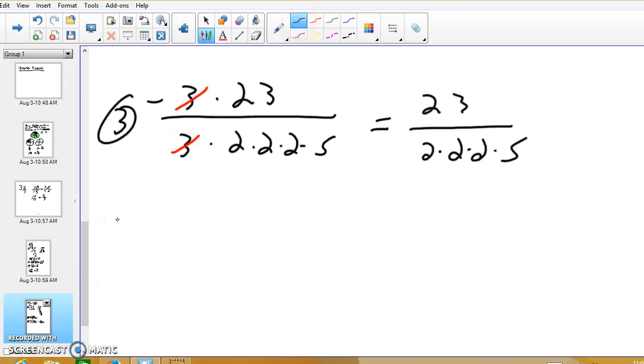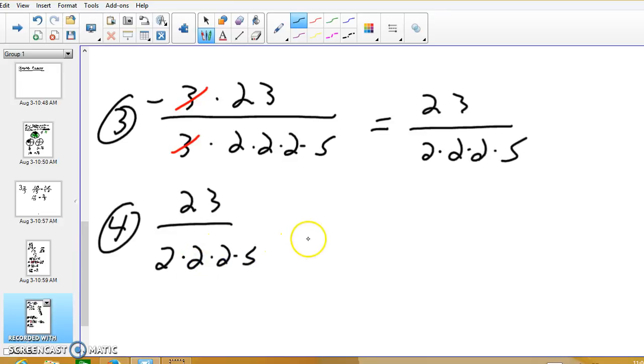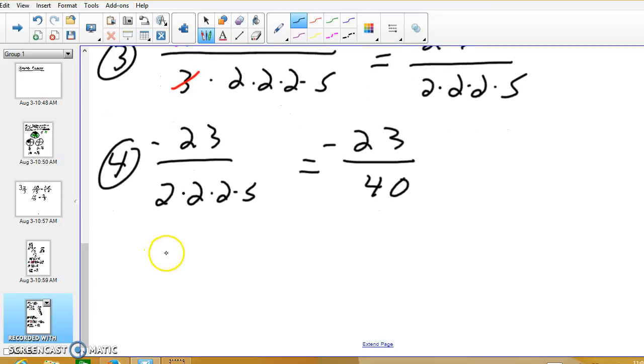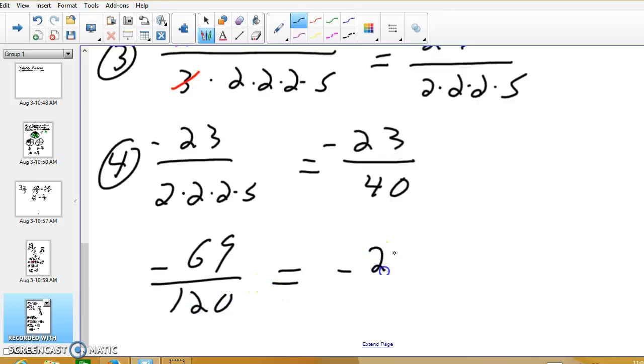So then, after we multiply all those together, 2 times 2 times 2 times 5, that would be equal to 23 over 2 times 2 is 4, times 2 is 8, times 5 is 40. And then, excuse me, I have a bad habit of not carrying over that negative. So, negative 69 over 120 when simplified is equal to negative 23 over 40.